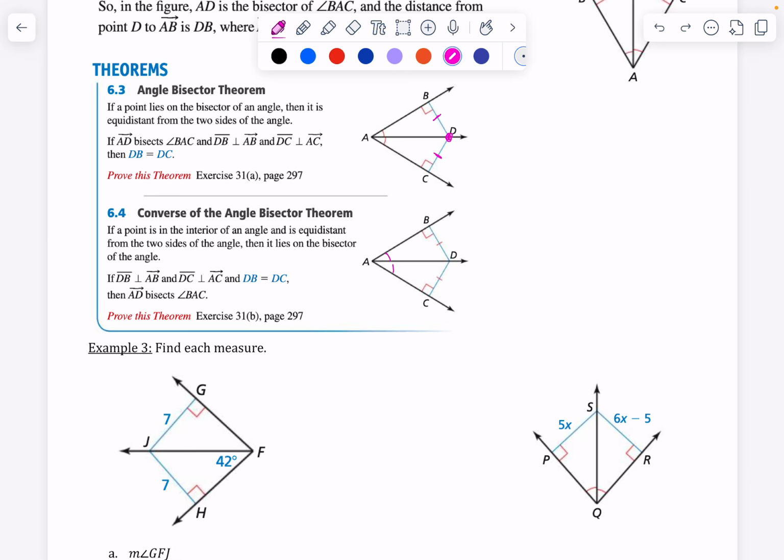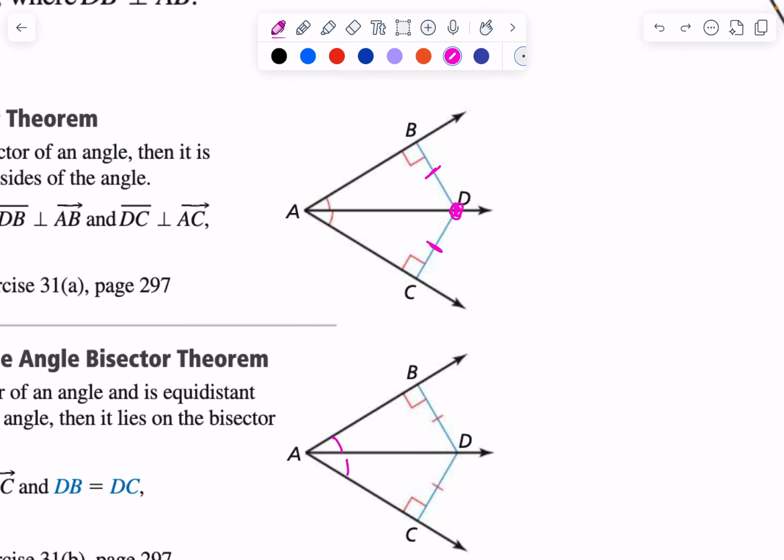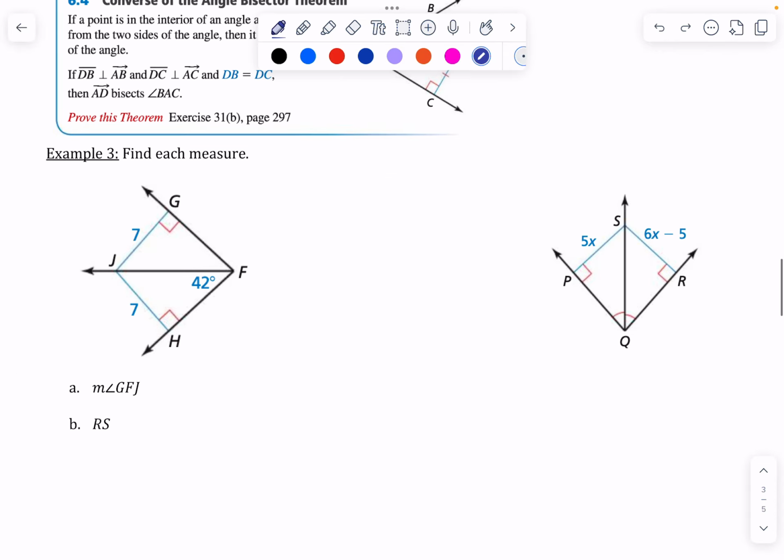Now, one other thing that I do want to point out is that when we talk about being equidistant, remember the distance from this point D to the rays, there could be a whole bunch. I could draw this line, I could draw this line, I could draw this line. The one that's considered the distance, the real distance, is the one that forms a 90-degree angle with the ray. So let's look at these examples.